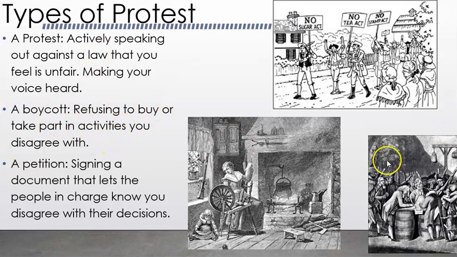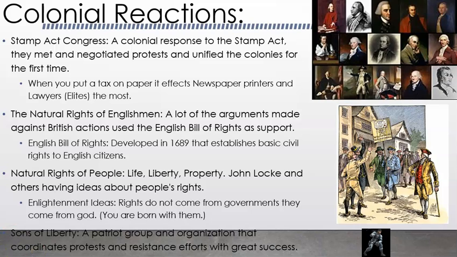A boycott, refusing to take part in activities you disagree with, refusing to buy them also. Petition, signing a document that shows people that you disagree. All of these things are going to be used by the colonists, and they're going to work to varying degrees. So, if you needed that slide, go back, pause it there. We're going to talk about colonial reactions to these.